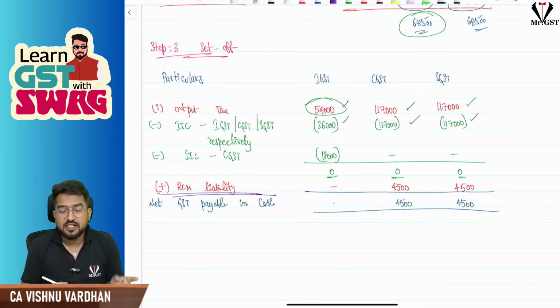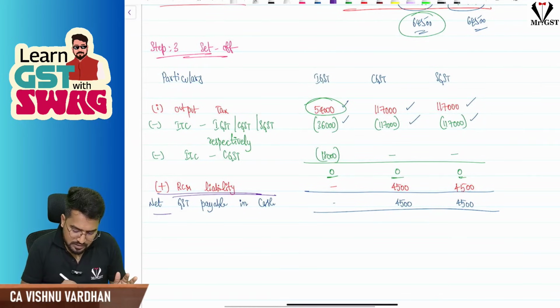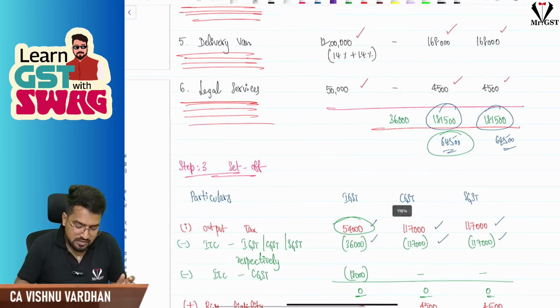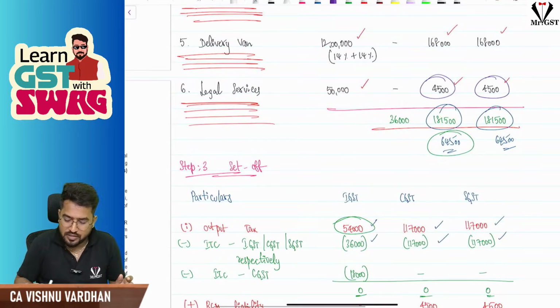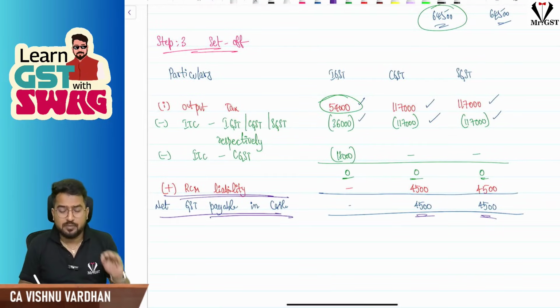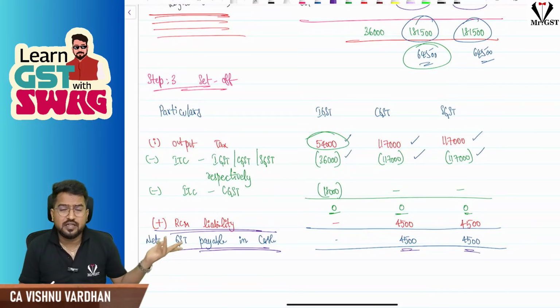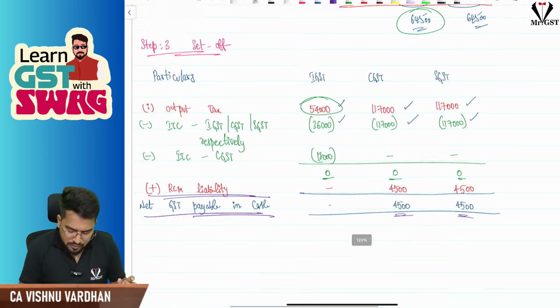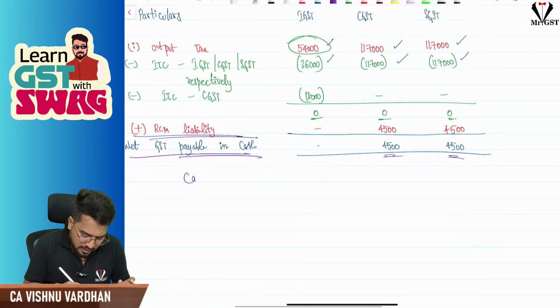Once the problem is done, we have finally one thing, the cameo role. RCM liability is there. Finally, if you add the RCM liability, you will get the net GST payable in cash. The RCM liability is nothing but this legal services, 4,500, 4,500. So the net minimum GST payable in cash is 4,500 CGST and 4,500 SGST. Of course, there is carry forward, and there is no mention regarding that in the question, so we need not worry about disclosing how much tax is carried forward.